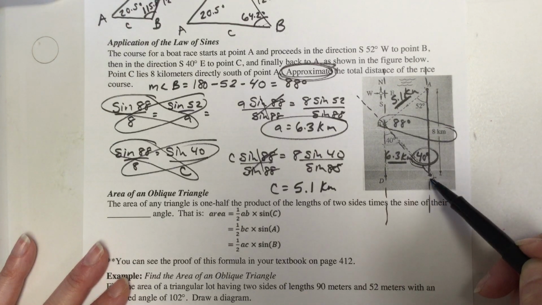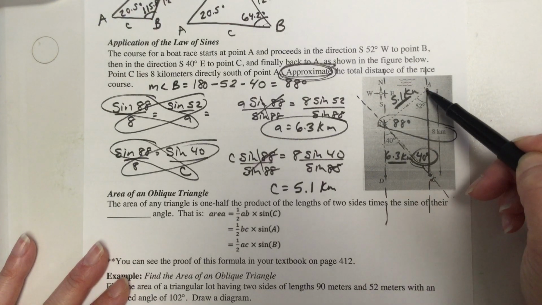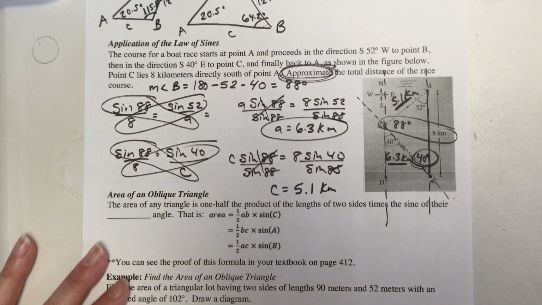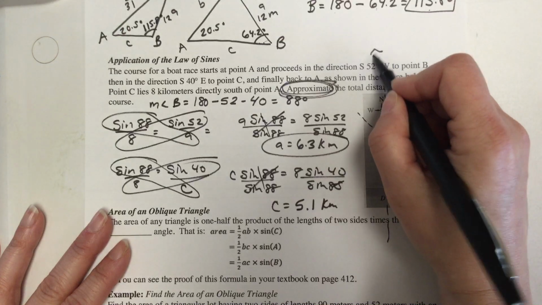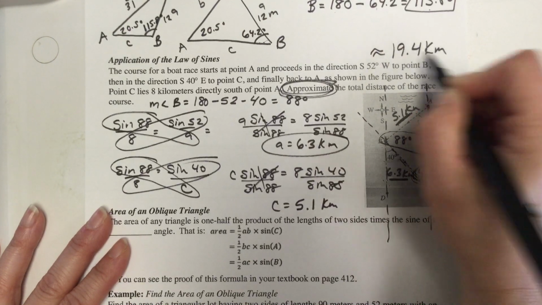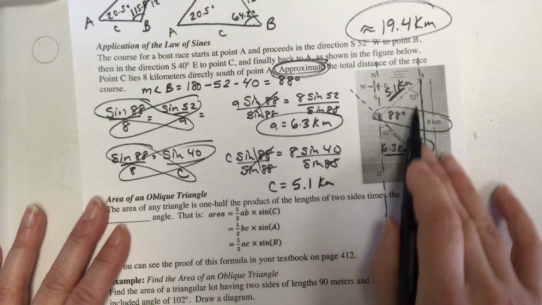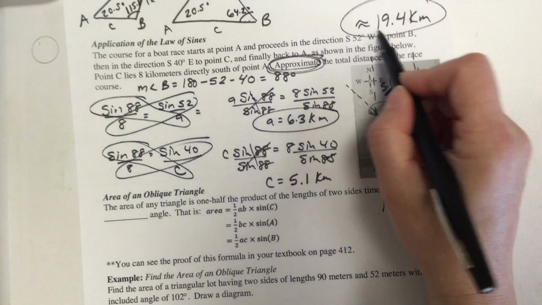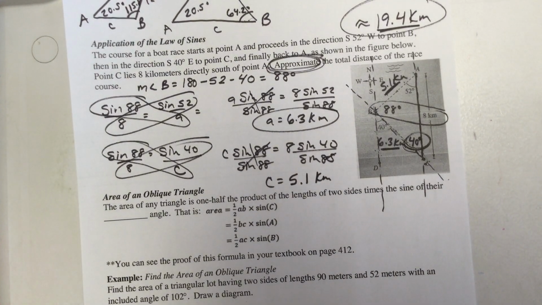B to C is 6.3. C to A, where you end the race, is 8. So if you add those three measurements together, we would get approximately 19.4 kilometers. I just put the approximate symbol because yes, we did round when we found our solutions. So the race is approximately 19.4 kilometers.